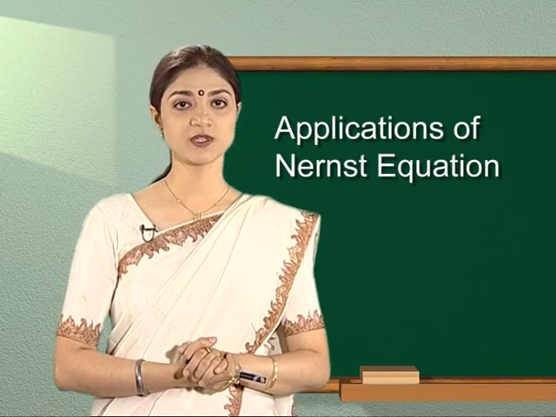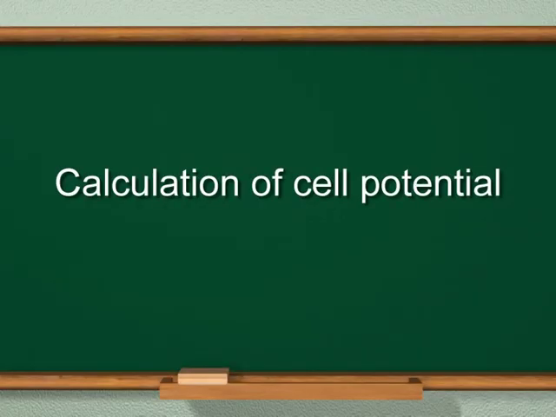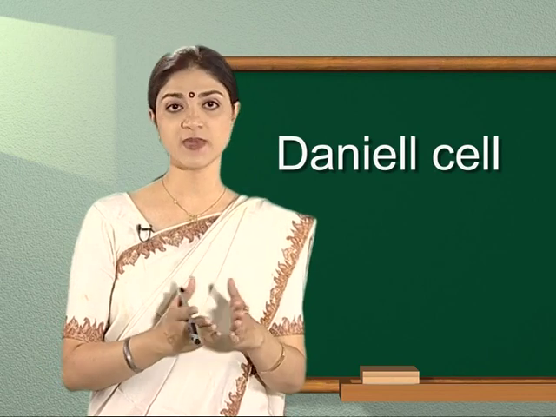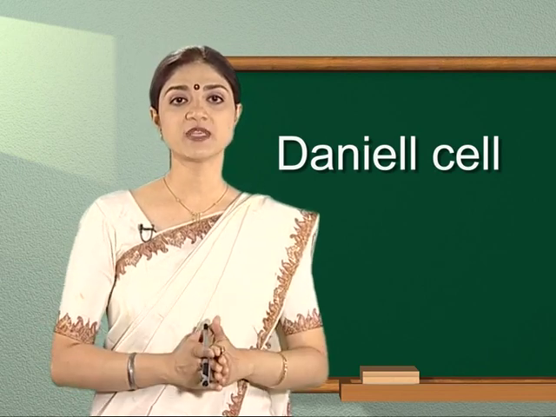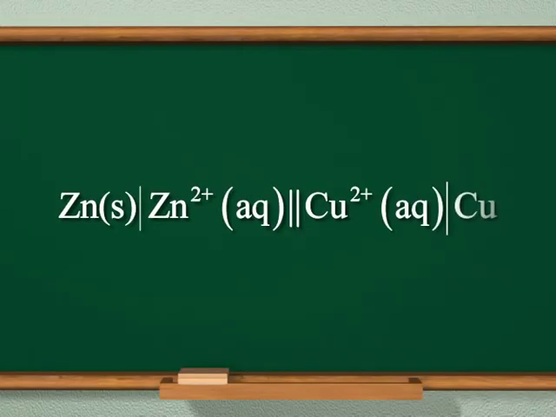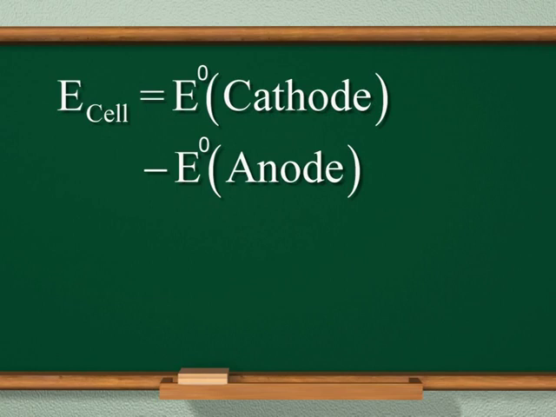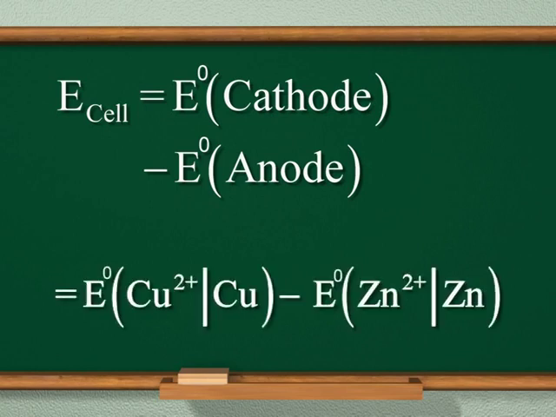Children, let us now learn about calculation of cell potential using Nernst equation. Let us discuss this calculation by taking into consideration a Daniell cell in which the concentrations of the solution may be 1 molar. Let us represent the cell as shown on the screen: zinc half cell, salt bridge, copper half cell. The EMF of the cell is standard reduction potential of cathode minus standard reduction potential of anode.